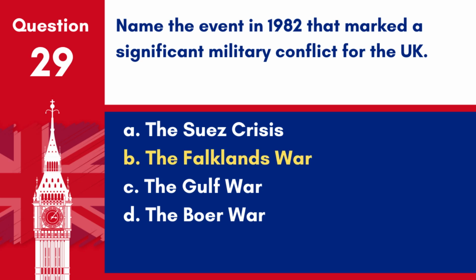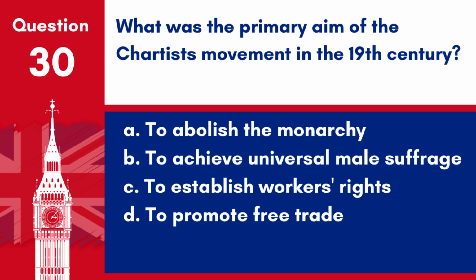Answer: B. The Falklands War. The Falklands War in 1982 was a significant military conflict involving the UK. Question 30. What was the primary aim of the Chartists movement in the 19th century?